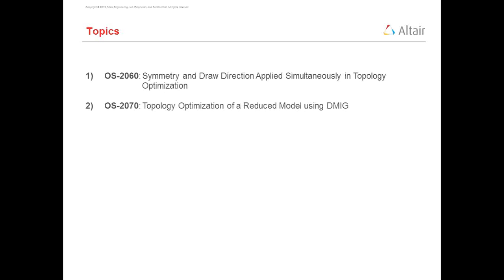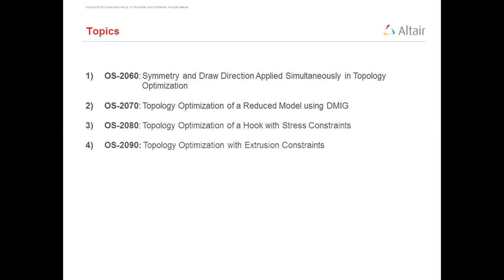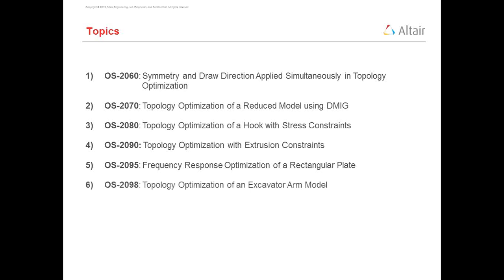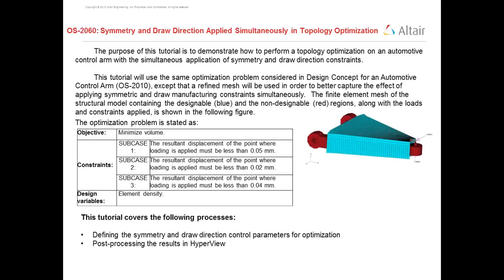the composite optimization. The topics I am going to cover in today's training session are: symmetry and draw direction applied simultaneously in topology optimization, topology optimization of a reduced model using DMIG card, topology optimization of a hook with stress constraint, topology optimization with exclusion constraints, frequency response optimization of a rectangular plate, and topology optimization of an excavator arm. So we will start with symmetry and draw direction applied simultaneously in topology optimization.